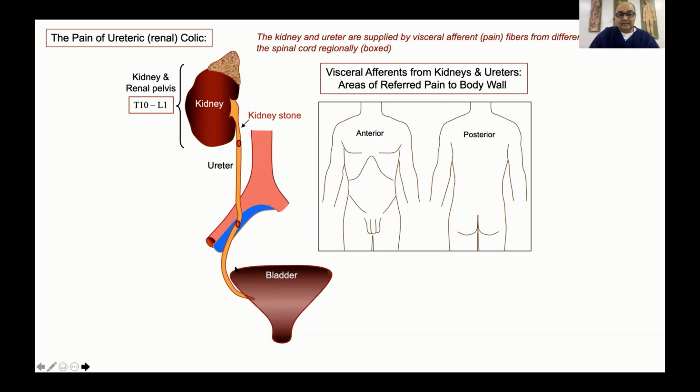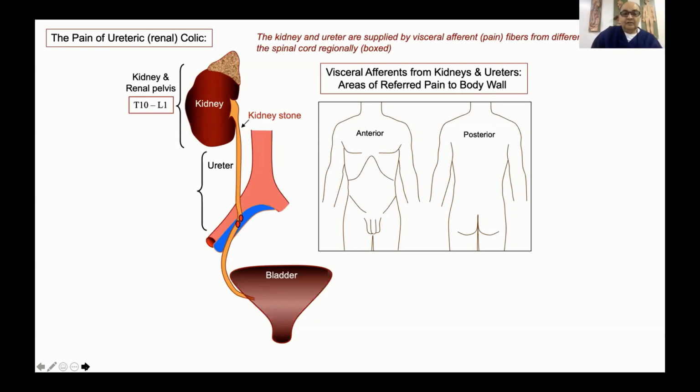Now, going down, what happens? Look at it. This stone is going down. It has stuck at the second constriction site. Previously, it was at the first constriction site. Now it has reached the second constriction site. We all know it is at the pelvic brim. When the stone is stuck at the pelvic brim, it causes interruption in the flow. That will lead to stretch. That will lead to stasis. That will lead to inflammation. That will lead to pain.